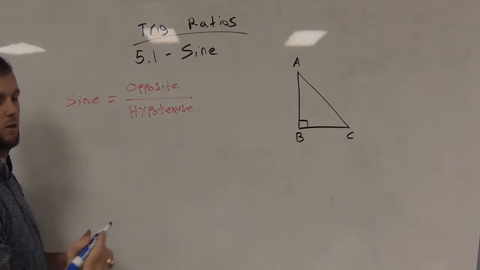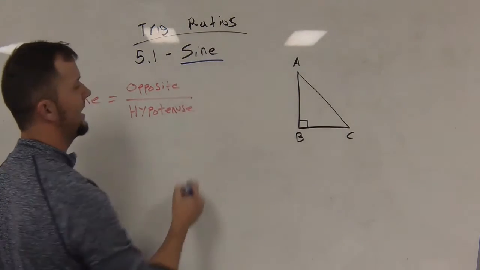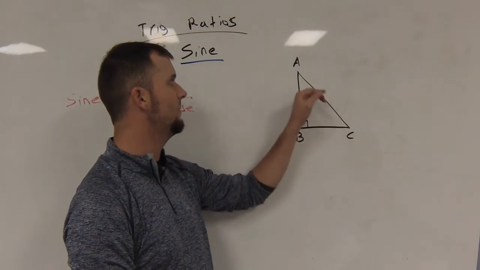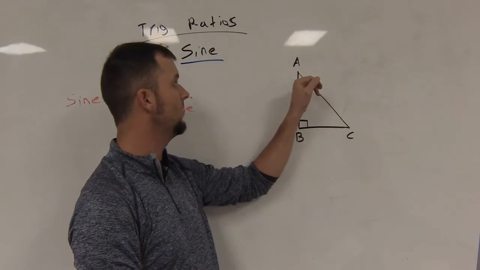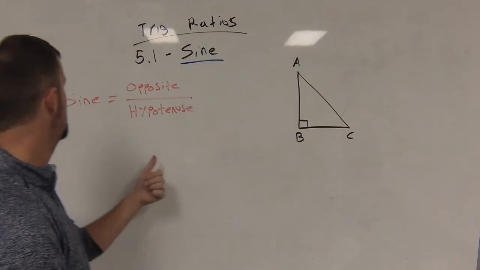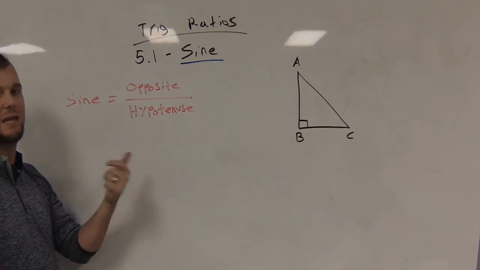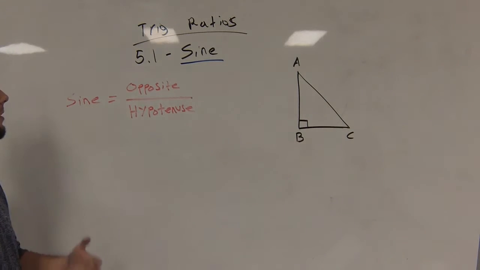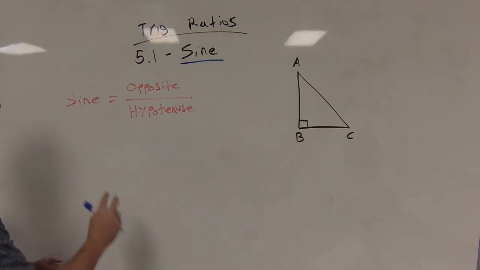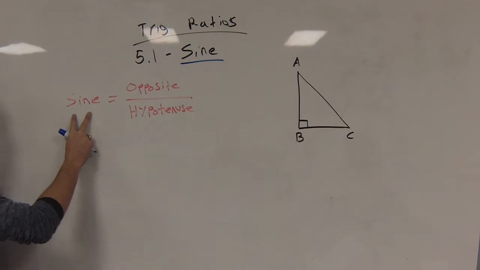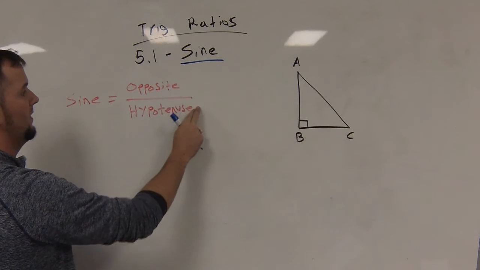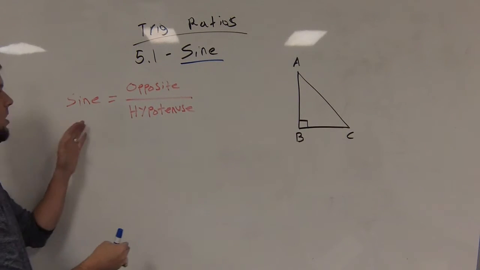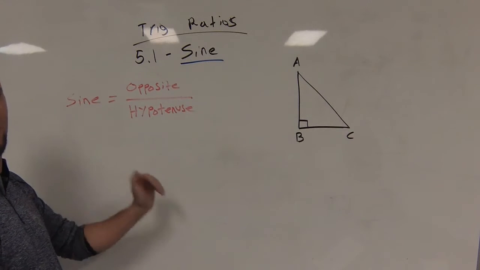The one that we're going to look at today is called sine. What this is used for is if you are given one of the angle measurements, either A or C right here, you can use a trig ratio to help you solve for a missing side. You need to remember that sine is always going to be opposite over the hypotenuse. So the sine of whatever angle you have is always opposite over hypotenuse.